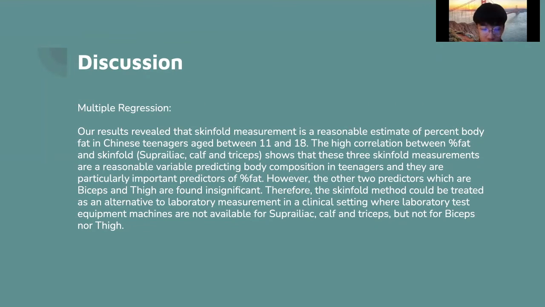However, the other two predictors, which are bicep and thigh, were found insignificant. Therefore, the skin fold method could be treated as an alternative to laboratory methods in a clinical setting where laboratory test equipment is not available, for superior, calf, and triceps, but not for bicep nor thigh.